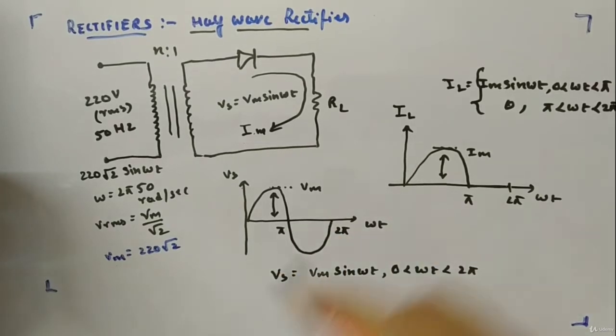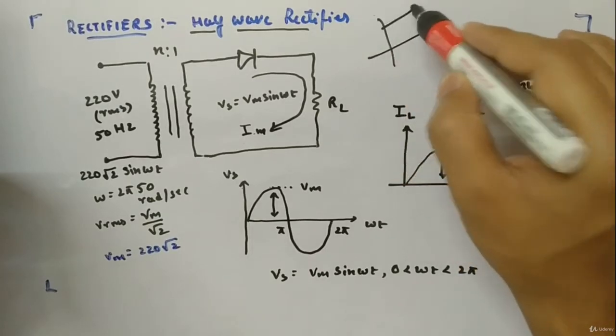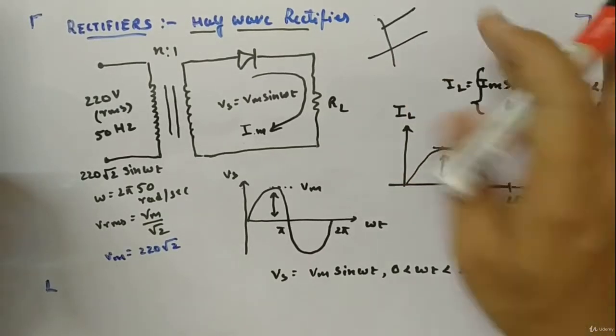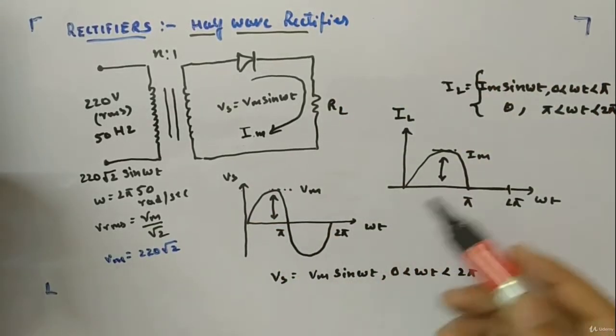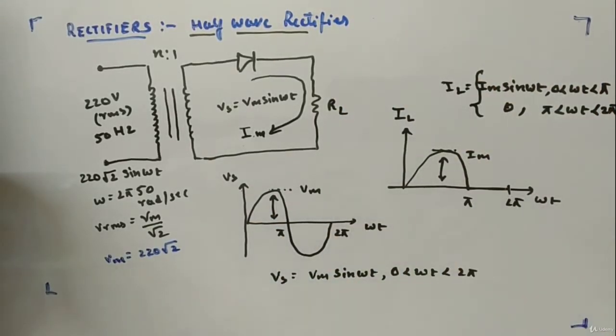Now our main aim is to make this DC. Still we are not there. This rectifier is providing this difference between input and output. Now we will see the parameters.